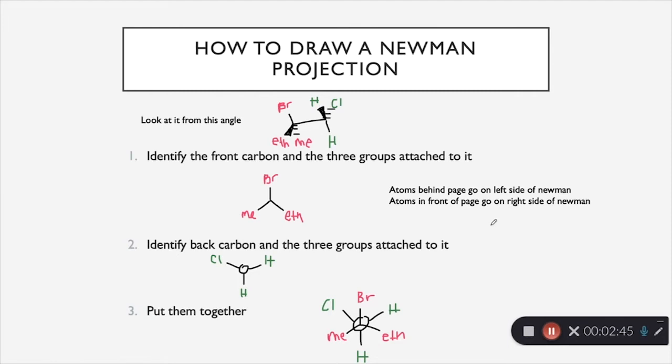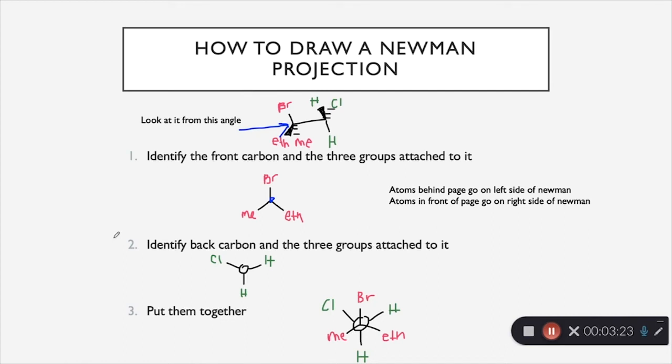So how to draw a Newman projection. I always look from the left side at the front carbon like this. The first thing we need to identify is the front carbon and the three groups attached to it. This bromine is in the plane, so it's going to be going straight up. Then we have an ethyl coming out at us on the wedge, and so that's going to go on the right side. And then we have the methyl on the dash behind the page, and that is going to go on the left side. So right side is on a wedge, left side is always on a dash.